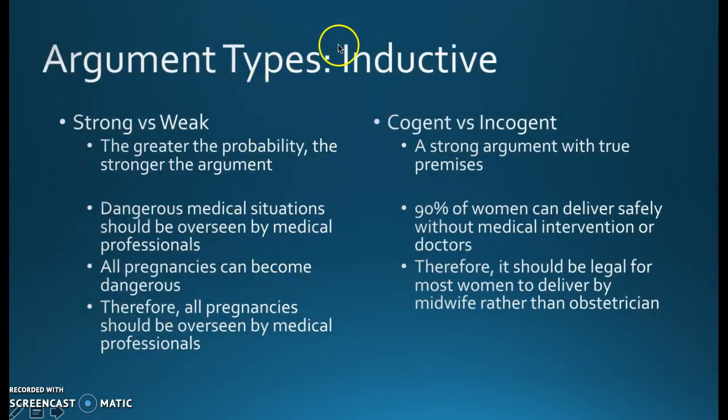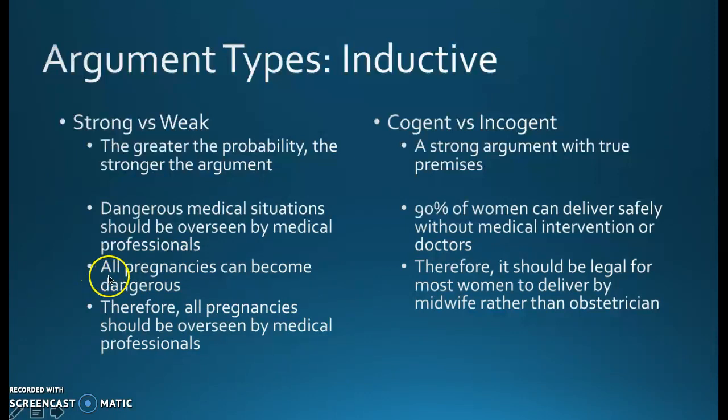Most of the arguments that you're going to be dealing with, though, are inductive. Inductive arguments can be strong or weak, and they can be cogent or incogent. A strong argument means that there is greater probability. Dangerous medical situations should be overseen by medical professionals. All pregnancies can become dangerous, therefore all pregnancies should be overseen by medical professionals. Here it says "can become," so there's a probability here. Maybe it won't become, but it can become.